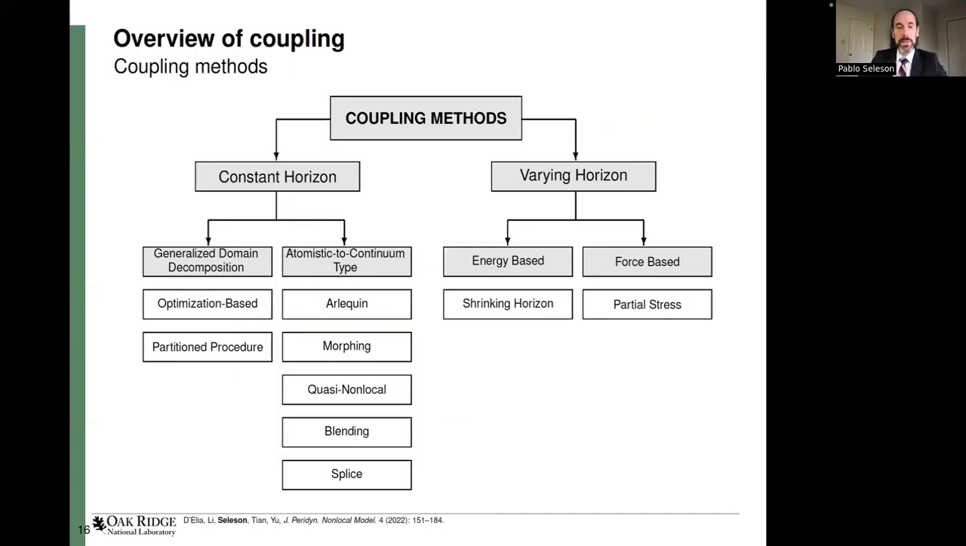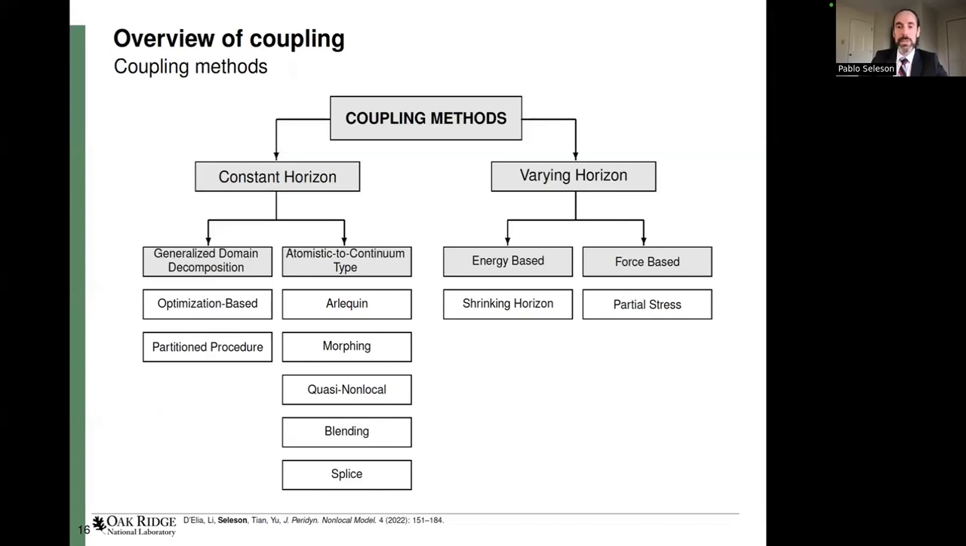We have a review article on local-to-nonlocal coupling where we go over all these methods. This is done jointly with Marta D'Elia, Xingjie Li, Xiaochuan Tian, and Yue Yu, published in the Journal of Peridynamics and Nonlocal Modeling. And what we have done there, we classify the different coupling methods into different categories. So first, we have the constant horizon approaches versus the varying horizon approaches. Within the constant horizon approaches, we have generalized domain decomposition methods such as the optimization-based and the partition procedure. There are methods that resemble atomistic-to-continuum coupling methods, so we call them atomistic-to-continuum type coupling methods, such as the Arlequin, the morphing, the quasi-nonlocal, the blending, and the splice.